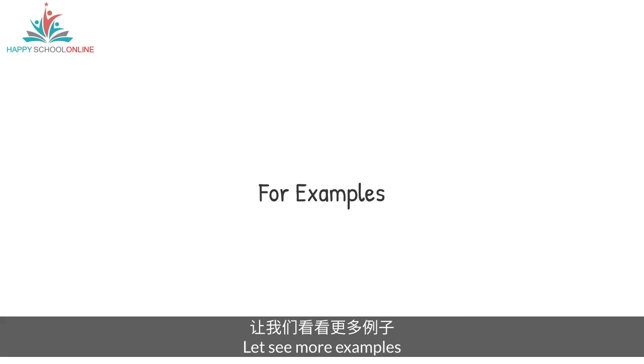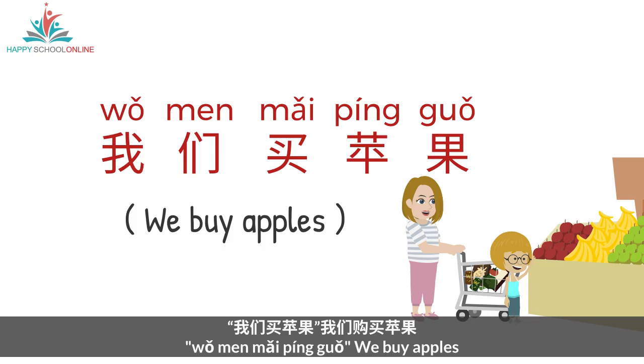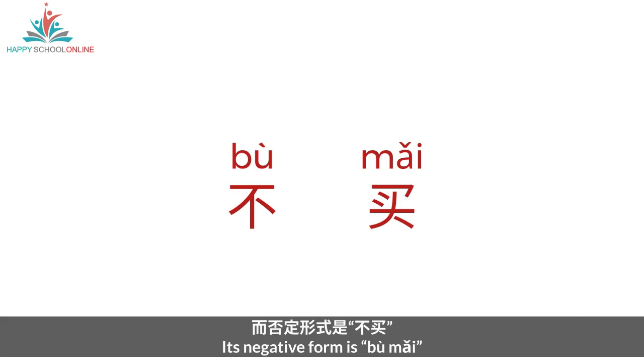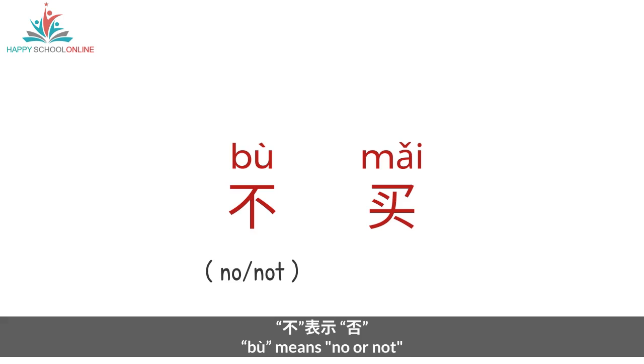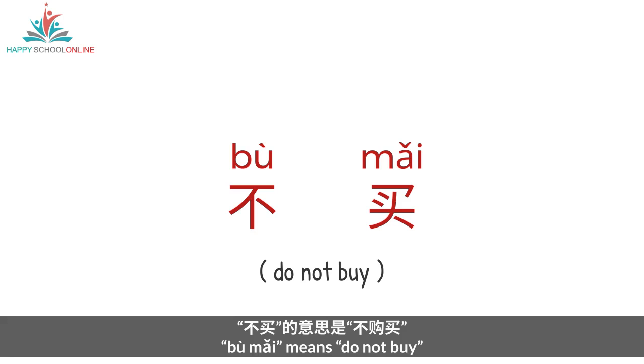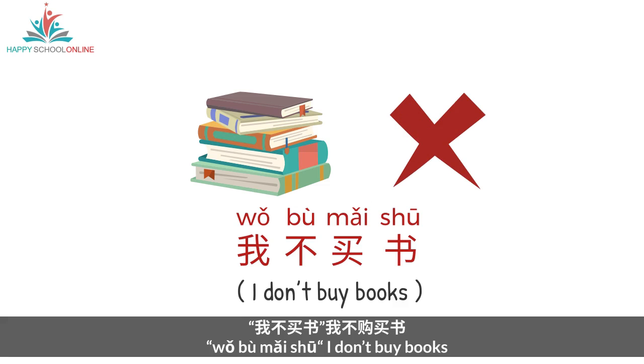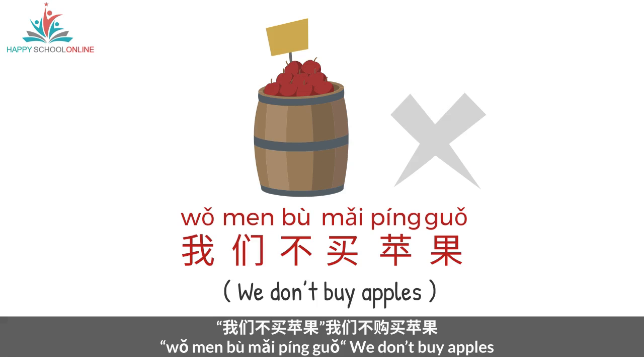Let's see more examples. 我们买苹果, we buy apples. 彼得买电脑, Peter buys computer. Its negative form is 不买. 不 means no or not. 不买 means do not buy. Let's see more examples. 我不买书, I don't buy books. 我们不买苹果, we don't buy apples.